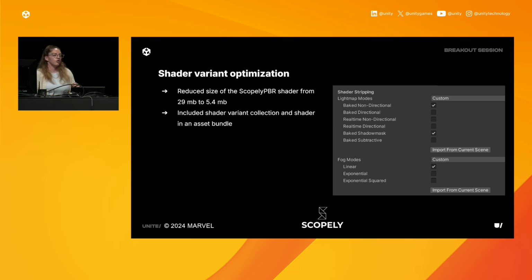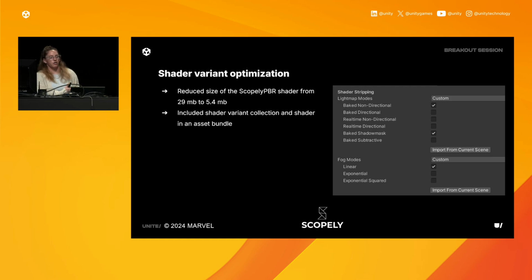So we had to use a shader variant collection to specify which variants we actually wanted included in the build. In the graphics settings menu, shown in the image, there's shader stripping settings that affect which variants get included in build. So for our light map, we use the baked non-directional and shadow mask lighting modes for all of our combat scenes. So we have both of those variants checked, the baked non-directional and the baked shadow mask.